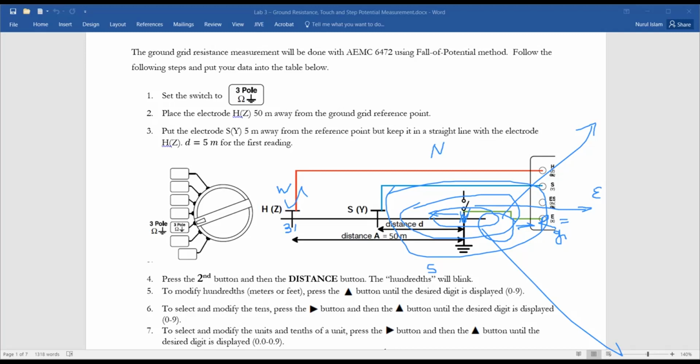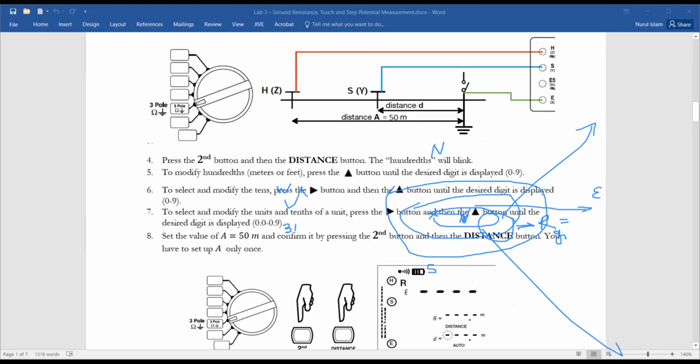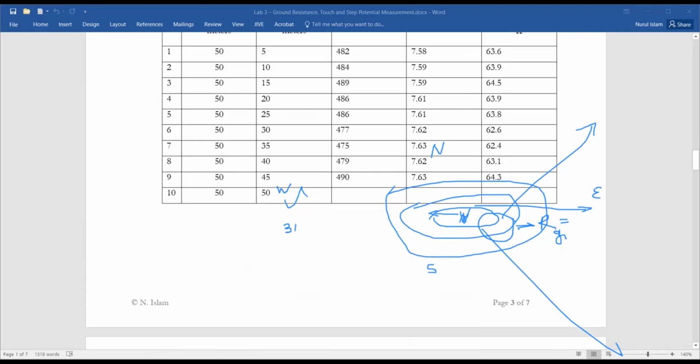Yeah, absolutely. Chris, you're right. Regardless of the direction, you have to find the remote earth. Basically, remote earth you could find in any direction. Okay, so the data is here.